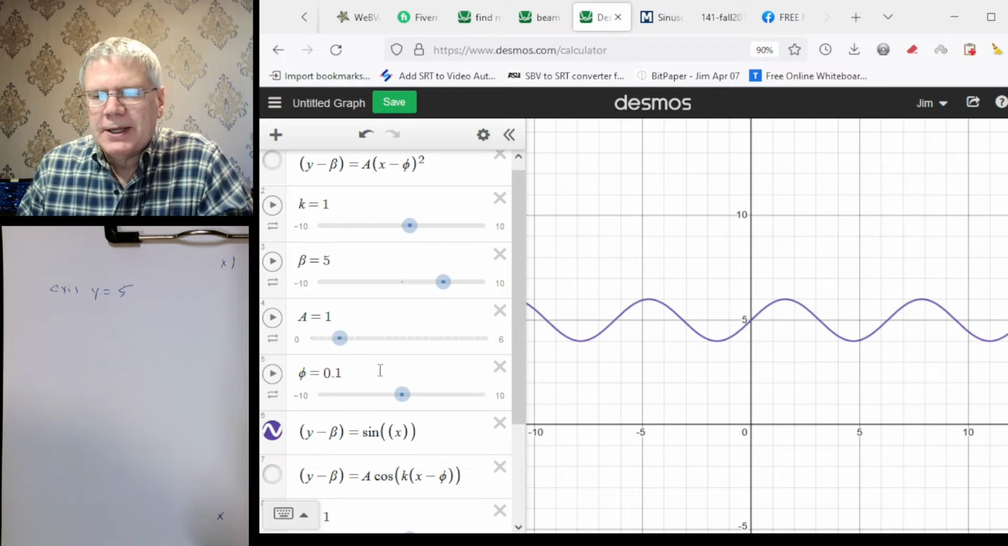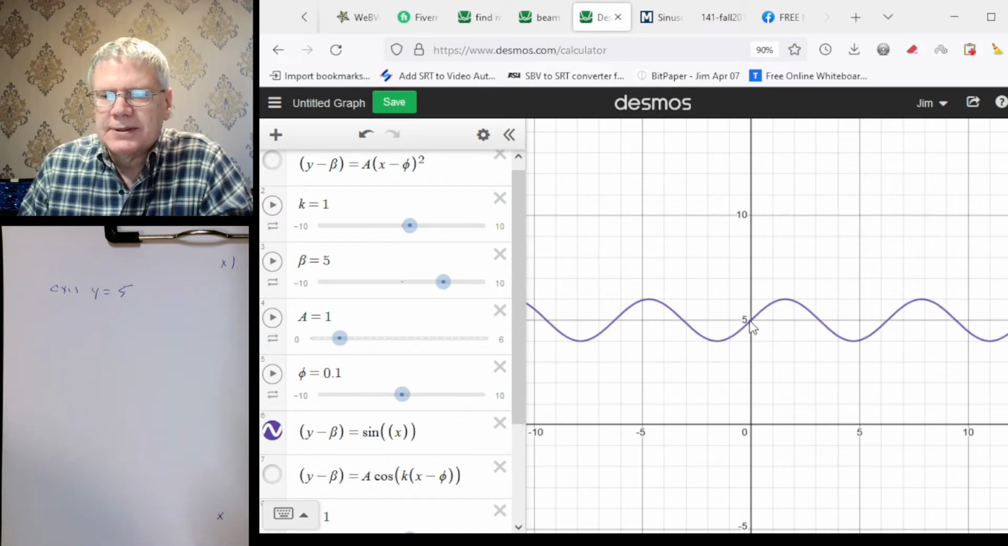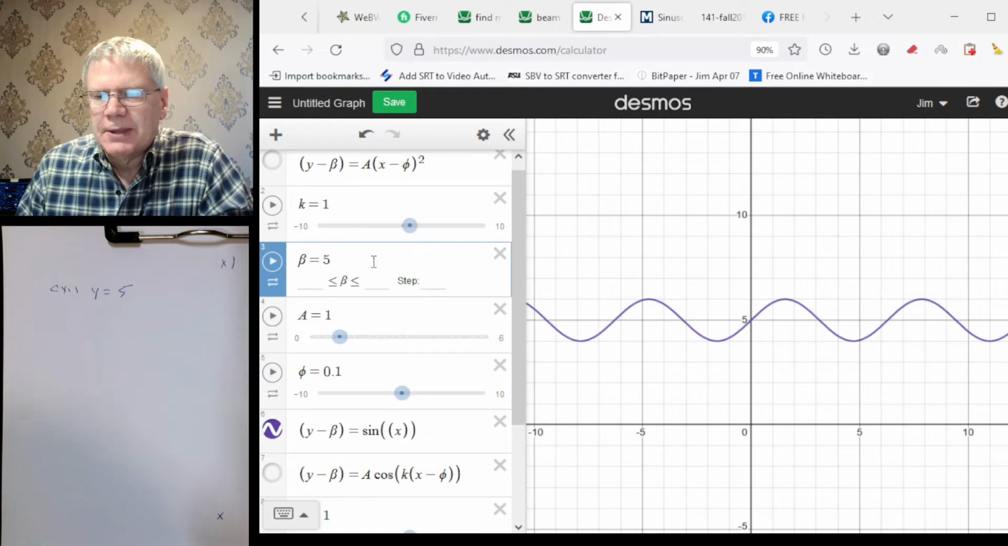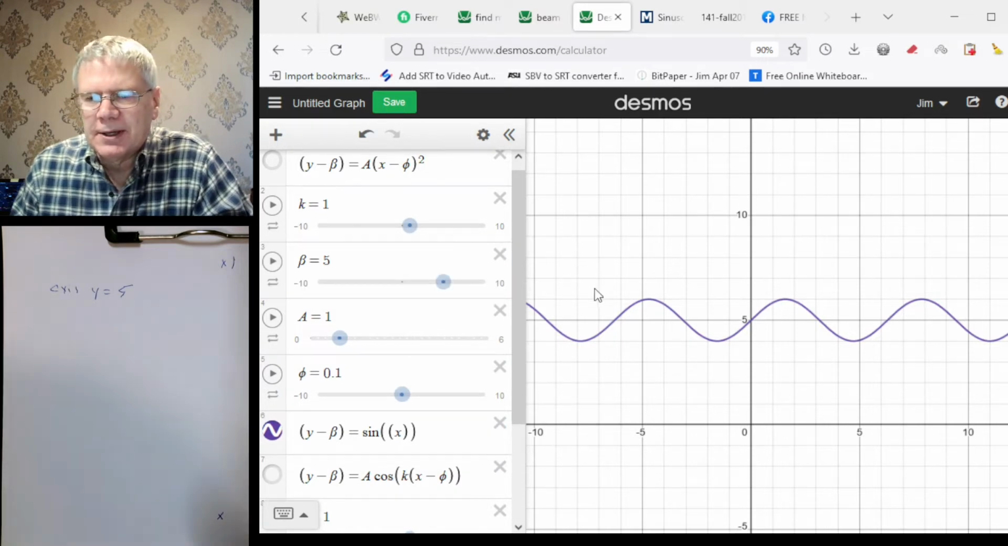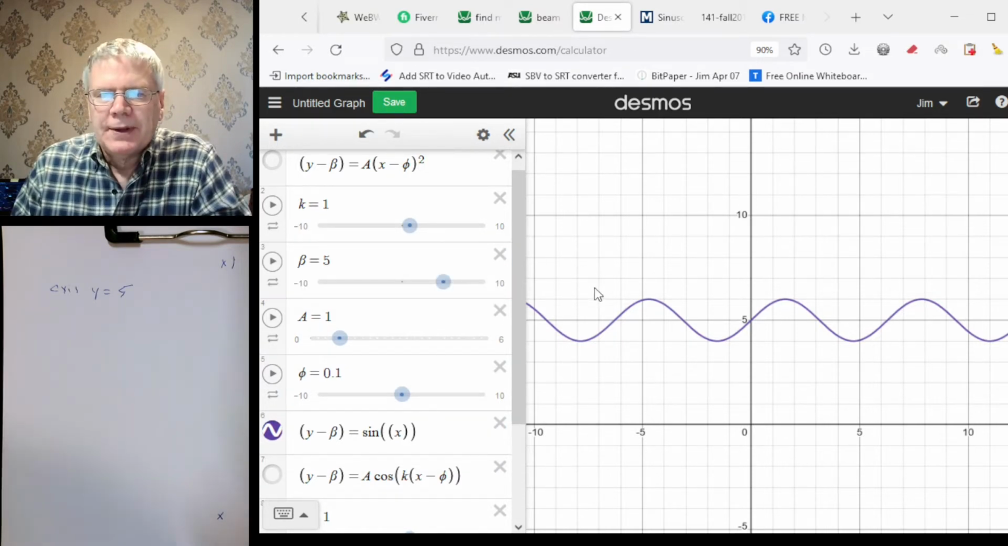And I'm using beta because in engineering we might call this a bias. This could be an alternating current or voltage, and if we add a fixed direct DC current, we would call that a bias, and that's why I chose to use beta. So that comes from my engineering background.